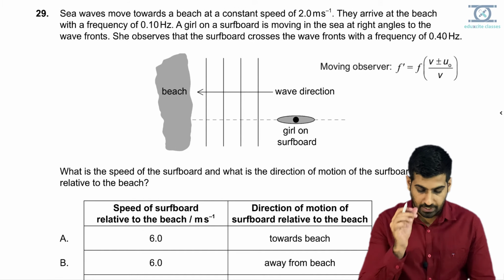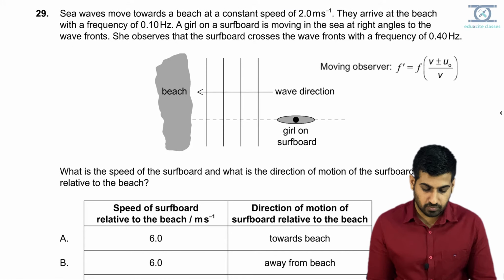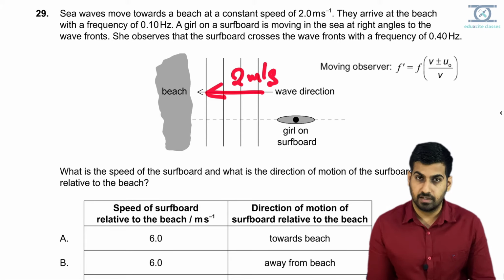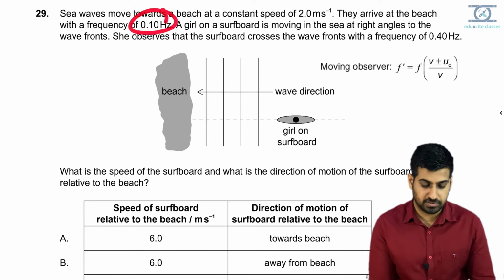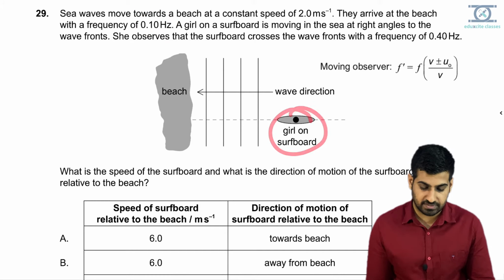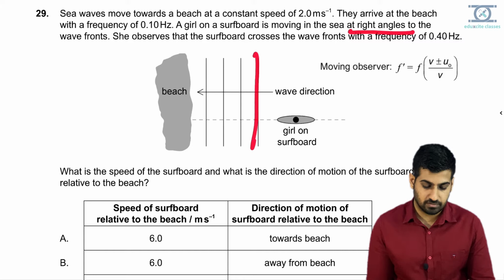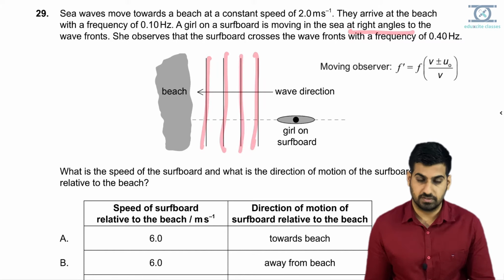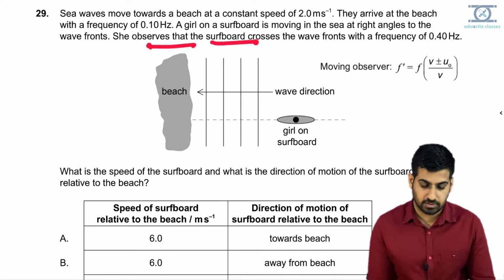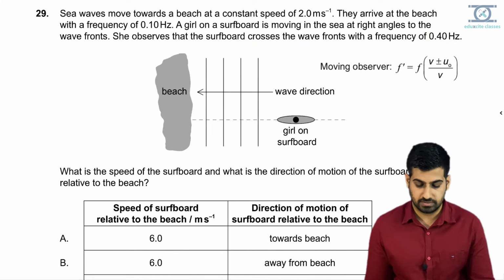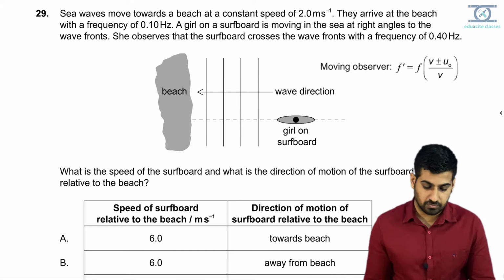Question number 29. Sea waves move towards the beach at a constant speed of 2 meters per second. They arrive at the beach with a frequency of 0.1 hertz. A girl on a surfboard is moving in the sea at right angles to the wave fronts. She observes that the surfboard crosses the wave fronts with a frequency of 0.4 hertz. So this is the formula from the physics booklet. You can use this formula.